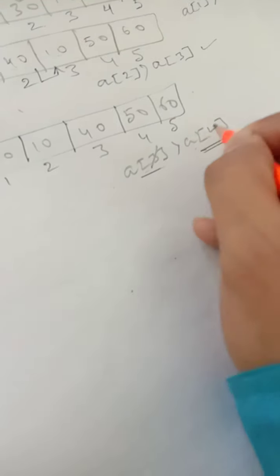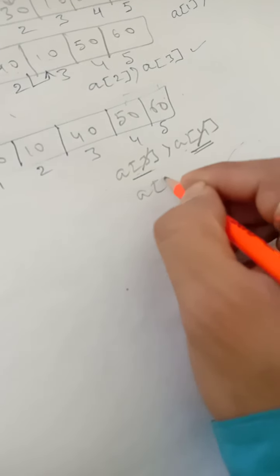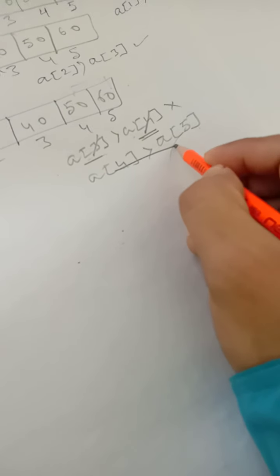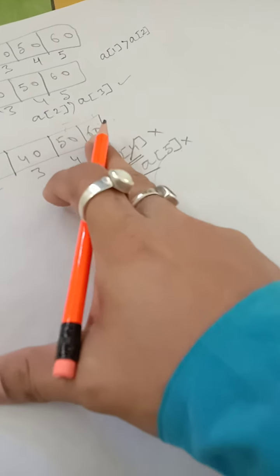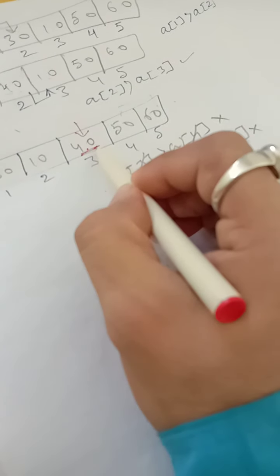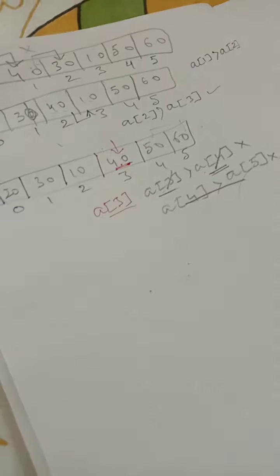Our immediate next task is to compare between A of 4 and A of 5. A of 4 and A of 5, we see this also remains false. Why? Because 50 is not greater than 60. Now our third pass is complete, and we again see that this is 40. That means this is the third highest element which is placed in A of 3, right?